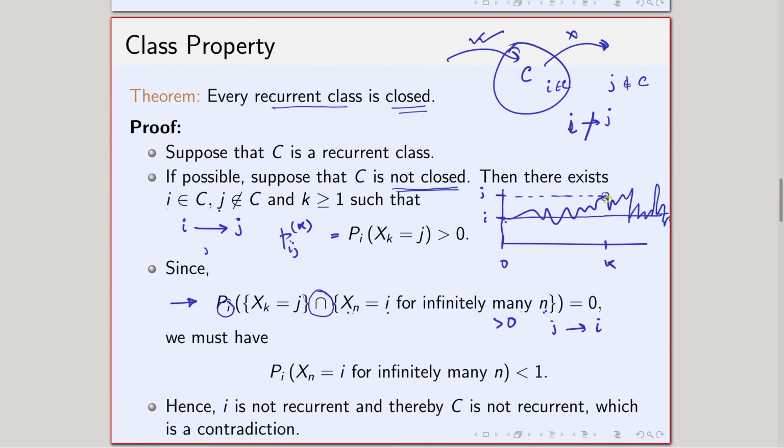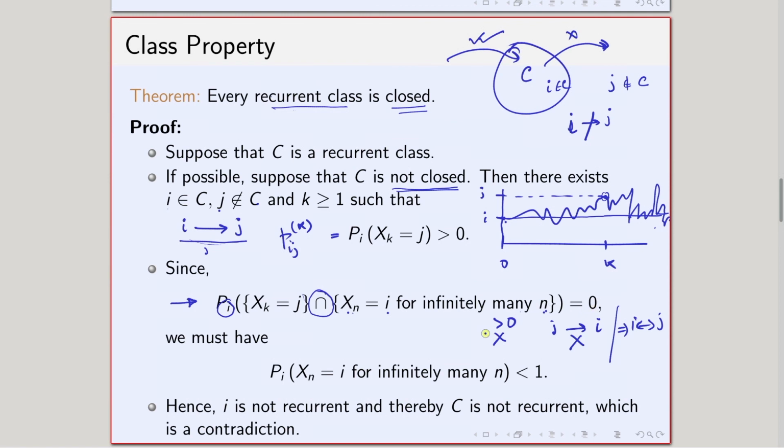So that means from I I can go to j, and from j I can go to I. If this probability has to be strictly greater than 0, then from j I can go to I. So if I club this one with this one, that basically means that I and j communicate. That cannot happen, because I have taken j not in C, and if I and j communicate, then j has to belong to the class C. So this cannot happen. So the only possibility is that this probability equals 0. I hope this expression is fine with everyone.